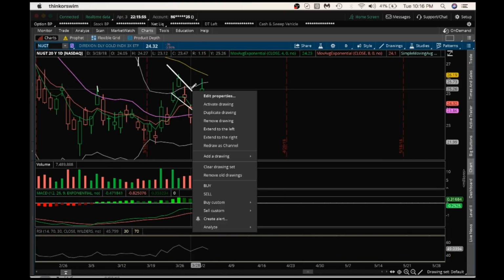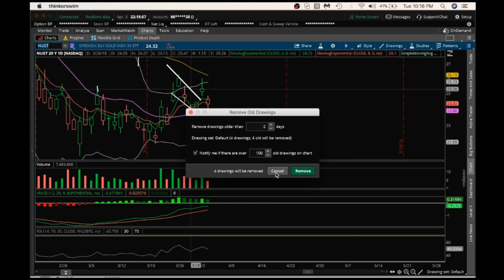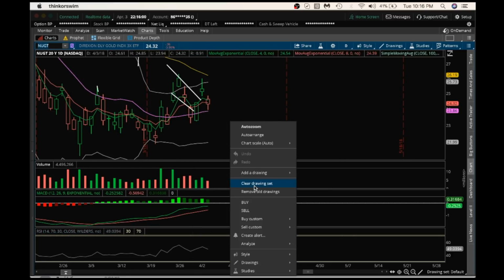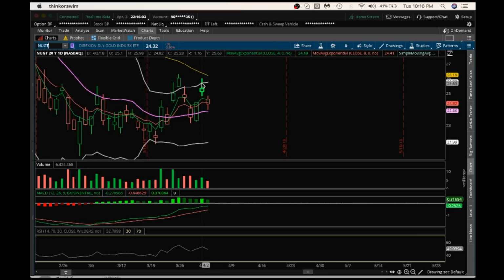Let me remove these lines. Bull break above 25.98. Bear break below 23.12.